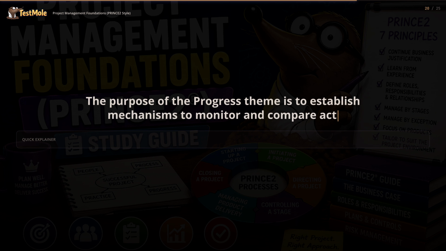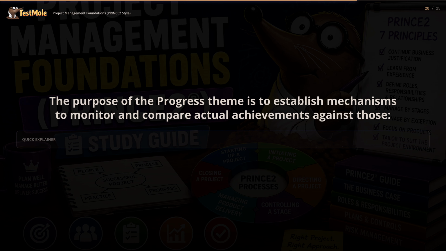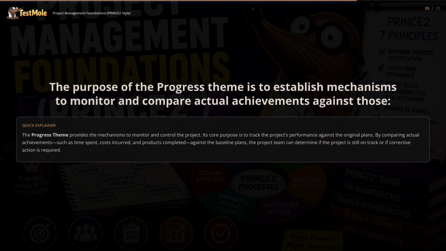The purpose of the progress theme is to establish mechanisms to monitor and compare actual achievements against those planned. The progress theme provides the mechanisms to monitor and control the project. Its core purpose is to track the project's performance against the original plans. By comparing actual achievements, such as time spent, costs incurred, and products completed, against the baseline plans, the project team can determine if the project is still on track or if corrective action is required.